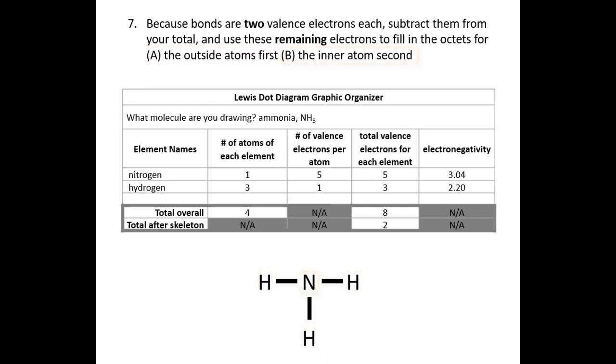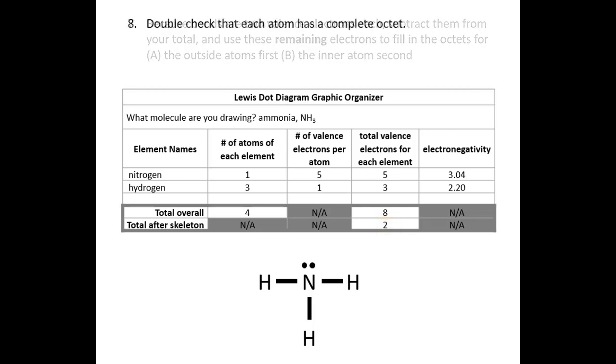Next, let's look at the atom in the center. Nitrogen needs to have a full octet, or 8 electrons, and it has 6 because of the 3 chemical bonds. So we will use the remaining 2 from our table to fill in its octet. 1, 2.